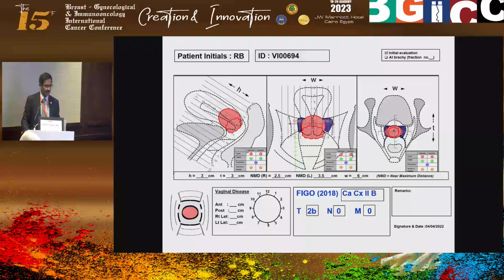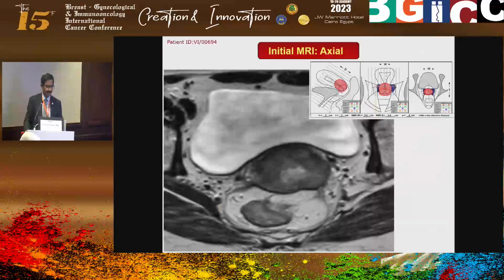has a large tumor at the cervix, both endophytic and exophytic growth. Both paras are involved, left para more than right. And here, as I mentioned in my previous talk, now we define NMDs, near maximum distance, on left is 3.5. So obviously the left para is more involved, and right para is 2.5. So the total width is 6 centimeters. And thickness is roughly 3 and height is 3. Stage is T2B or 2B. No nodes on CT or MR.